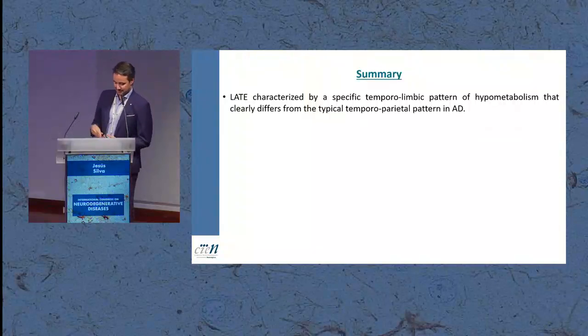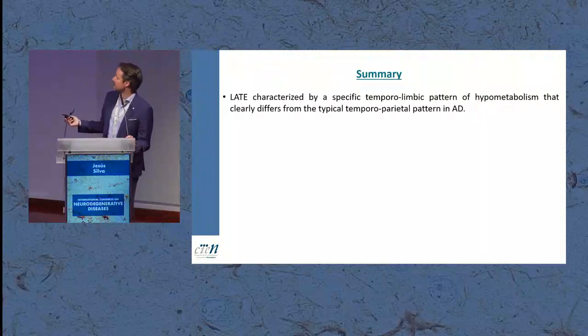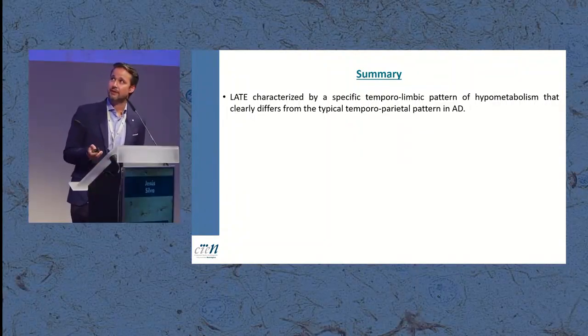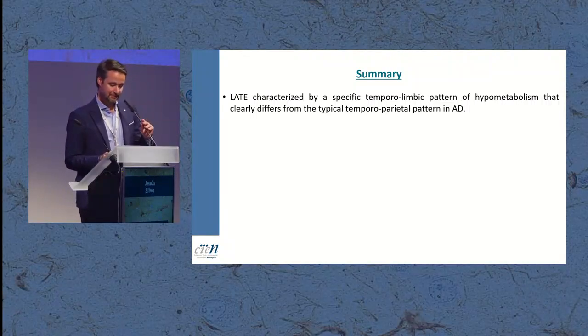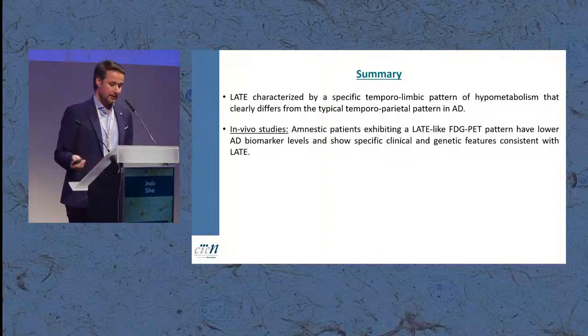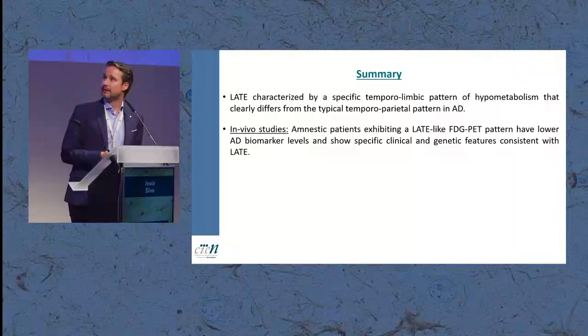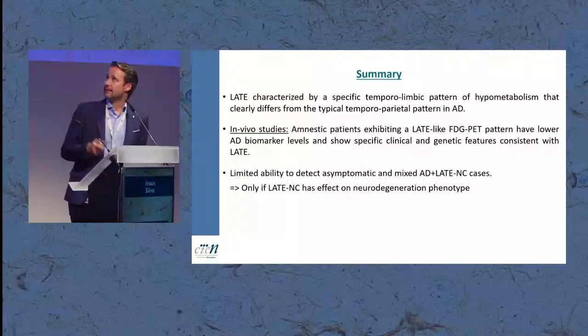So as an intermediate summary, and I see I'm going very badly in time, we can say that LATE is characterized by a specific temporal limbic pattern in hypometabolism that differed clearly from the typical temporoparietal hypometabolism in AD. And that patients exhibiting this LATE-like FDG PET pattern showed lower AD biomarker levels and clinical and genetic features consistent with LATE.